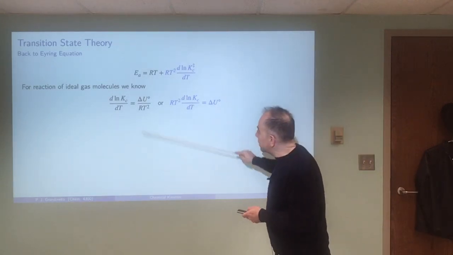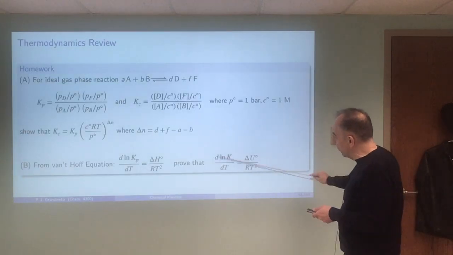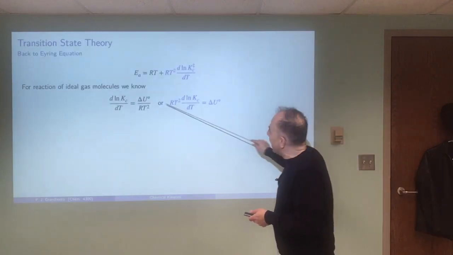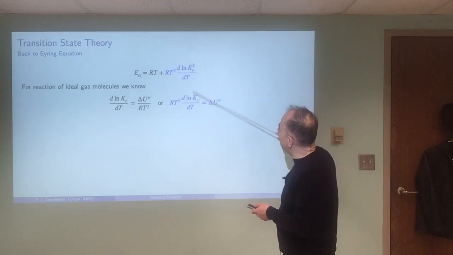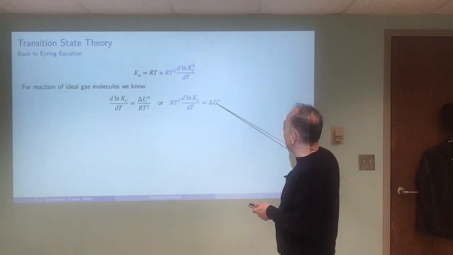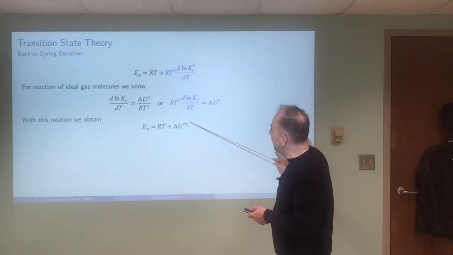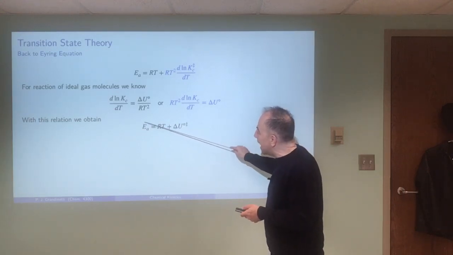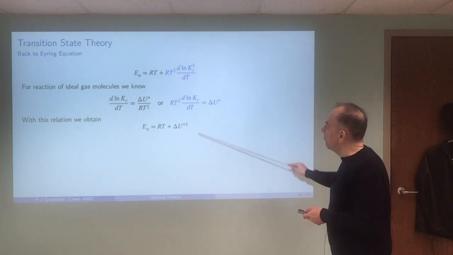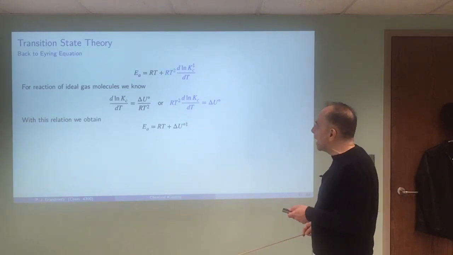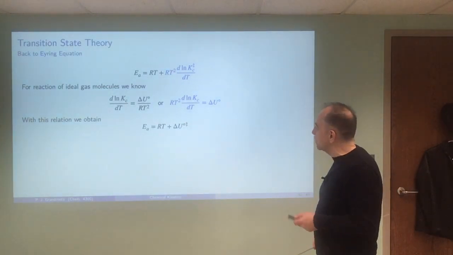And so for what I just proved, well, I asked you to prove, which was this equation here, from that equation we can rearrange it to give us this form, and we recognize that is that there, so that means we can make a substitution here, and we can write that the Arrhenius activation energy is RT plus delta U for the reaction that is the formation of the transition state.